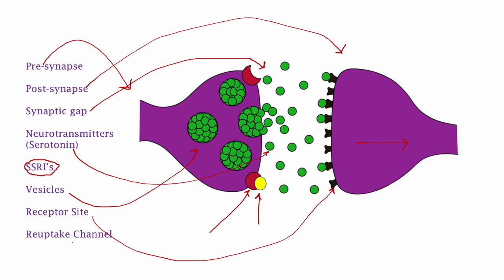And the reuptake channel, which is already labelled, which is the half moon shape, crescent moon shape, which leaves SSRIs to be this yellow circle that is bound onto the reuptake channel. So here is an opportunity to pause before I go through the explanation and just to consider what the role of this SSRI on the reuptake channel of the presynapse is.